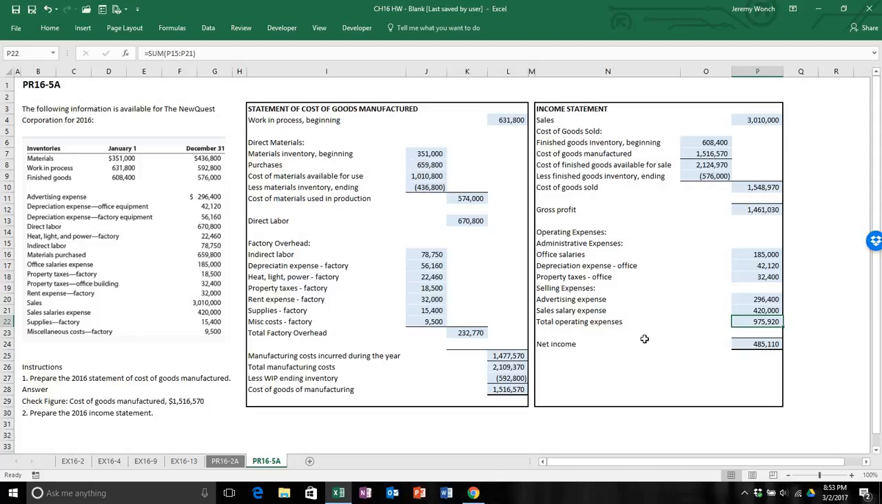So not too bad. The key here really is just identifying what's an office cost and what's a factory cost, to make sure we get it either into inventory through the cost of goods manufactured, or go straight to the income statement.